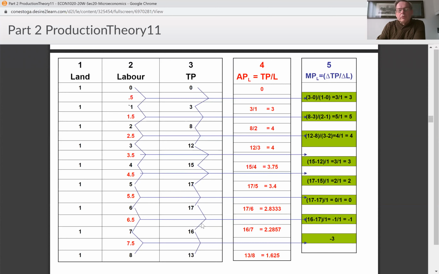If you have more employees, total output drops to 16. If you add even more employees, total output drops even further. So the ideal place for this company is at 5.5 employees, where the marginal product is zero and your total product is at its maximum.